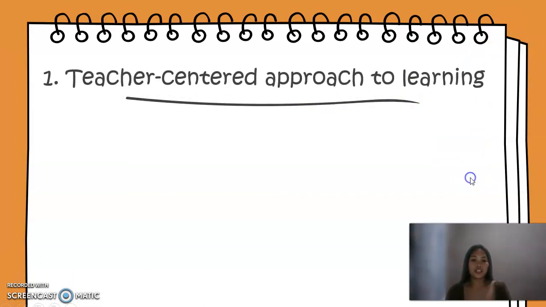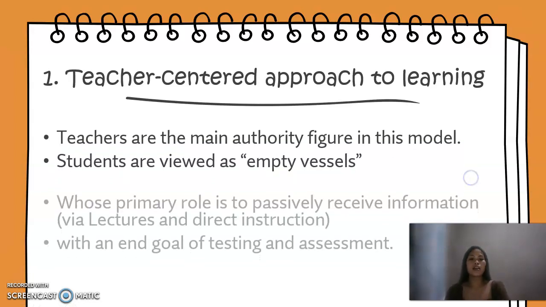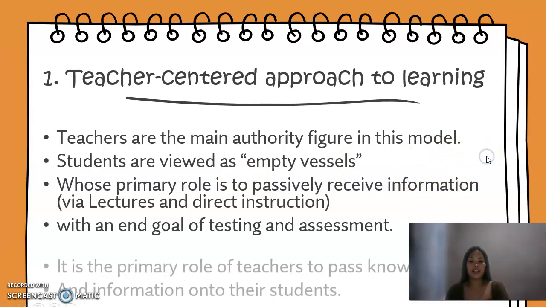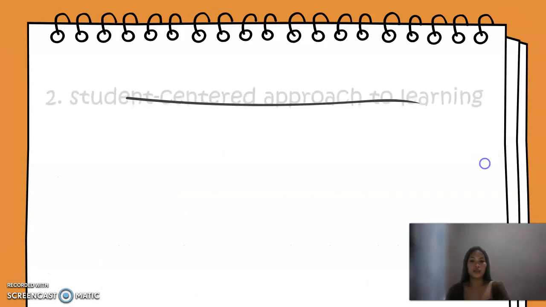Teacher-centered approach to learning. Teachers are the main authority figure in this model. Students are viewed as empty vessels whose primary role is to passively receive information via lectures and direct instruction, with an end goal of testing and assessment. It is the primary role of teachers to pass knowledge and information on to their students.